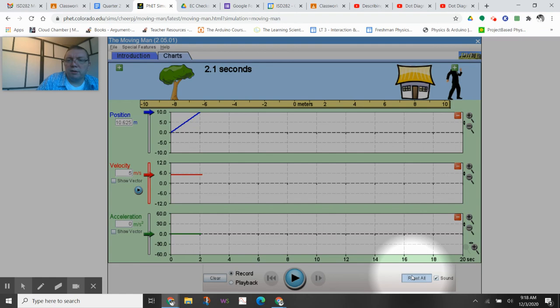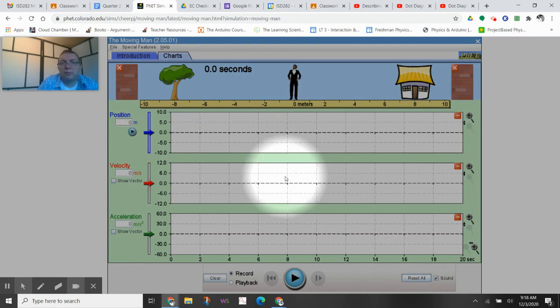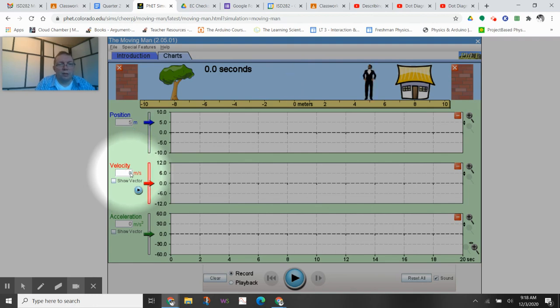Now let's see. We'll do a reset. Reset all. And instead of starting off at 0, we'll start the moving man at 5 meters. And we'll give the velocity, well, here, I'm going to make the velocity 6 just because now I pay a little bit more attention. There's a 6 on the graph, so we'll see it. So we're starting the person off at 5 meters and a velocity of 6 meters per second.